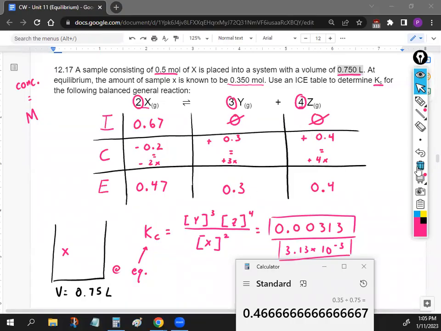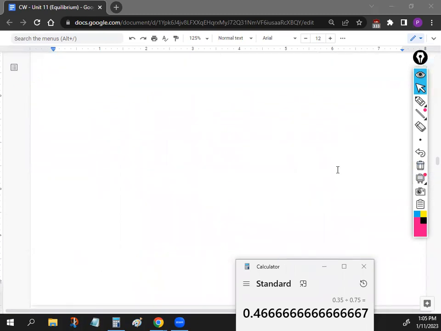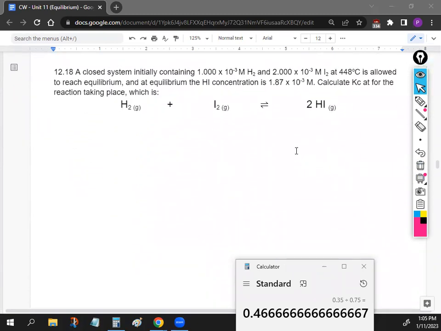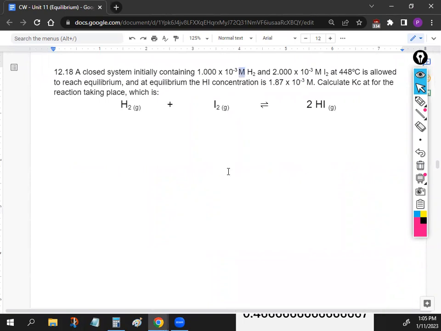Alrighty, so let's move on to the next one. I'm going to see if you guys can try this one on your own. This one's actually a little bit easier because you start in molarity. You don't need to do the whole conversion and whatever. So I'll give you guys about 5 minutes to see if you can set up your ICE table. I want to make sure that you're able to plug everything in on your own and get the output. Then we'll go over the answer together.